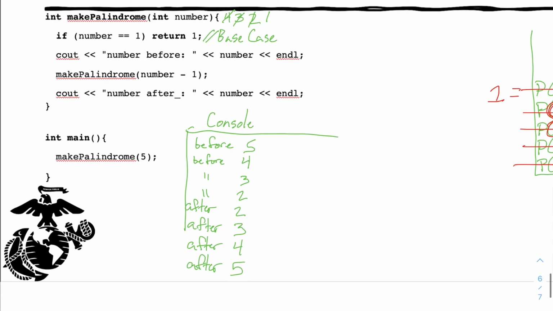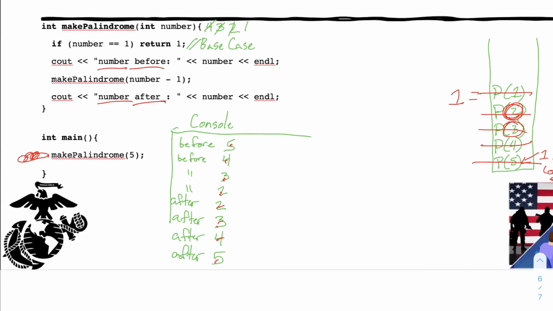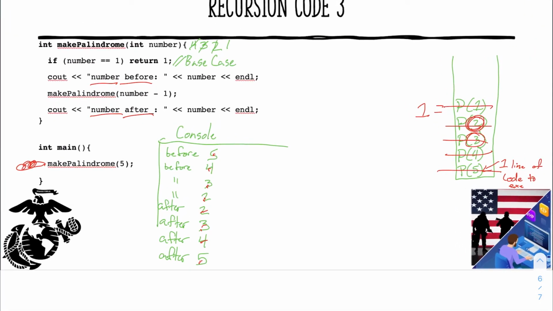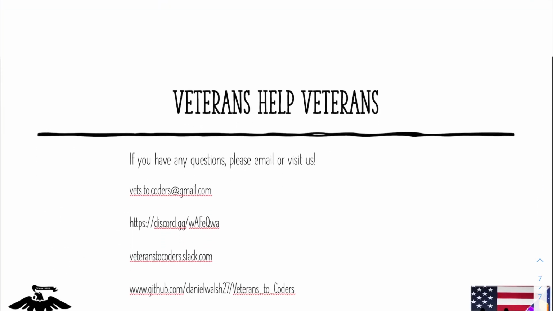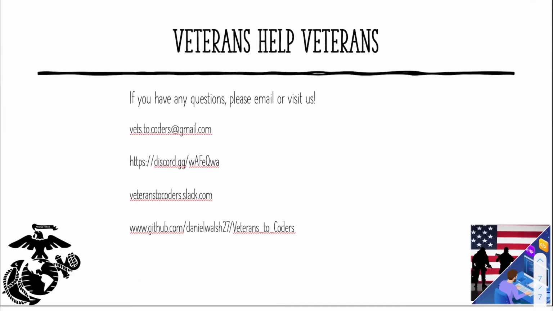There's nothing to return. There's nothing that it can return here because there's no cout statement. So there's nothing that can be returned. Everything that this application does is print. It'll print number before, and then 5, 4, 3, 2, and then it'll print number after, 2, 3, 4, 5. So it makes a palindrome. 5, 4, 3, 2, 2, 3, 4, 5. That's the palindrome. So we just used a palindrome for recursion. And lastly, here's how we get help if needed.